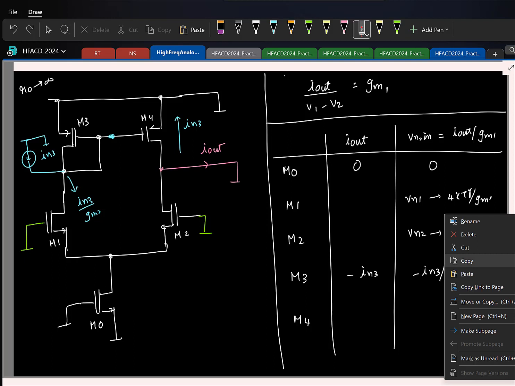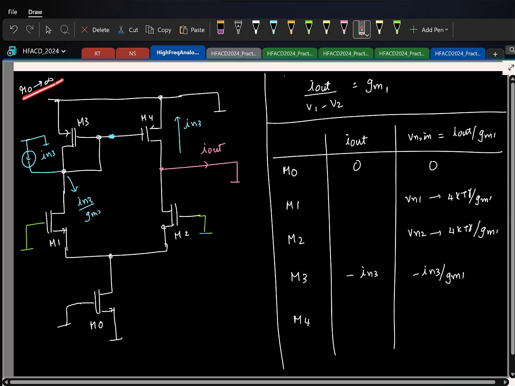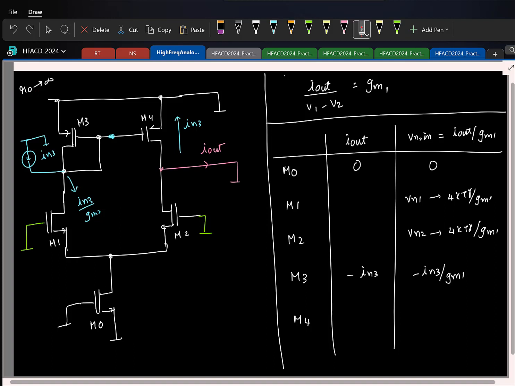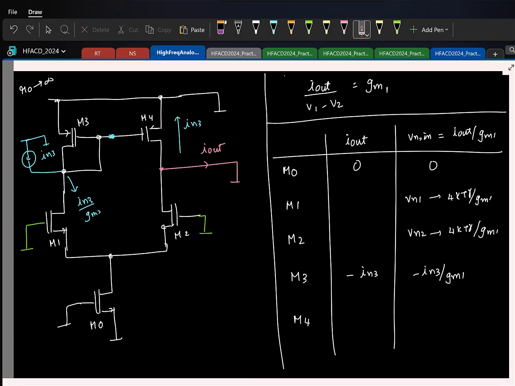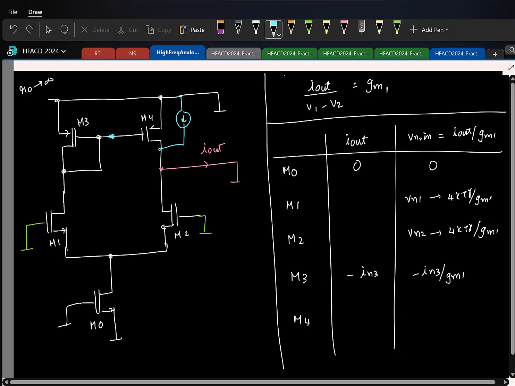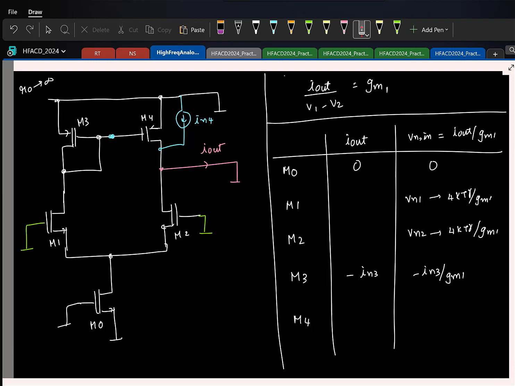Why wouldn't any current flow through M1? We have ignored the R0 of M1, and even if that is there, looking up it's 1 by GM. Looking down, it's going to be some large resistance. So most of the current will flow there. So M3 is done. Let's do M4. That will finish it. For M4 it's straightforward. We can model the current like this. Now what is the short circuit current due to IN4? The entire current will just flow to the short circuit. So it's going to be IN4 by GM.